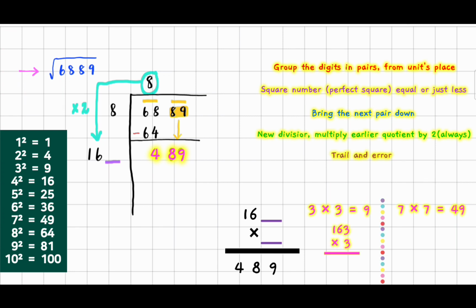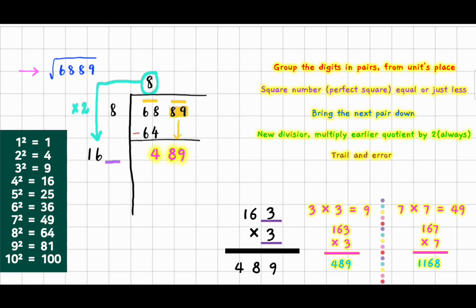It will either be 163 times 3 or 167 times 7. So the digit in the space will either be 3 or 7. The first product gives us 489 and the second product gives us 1168. So the digit in the space should be 3.